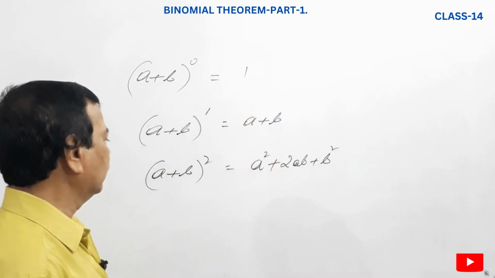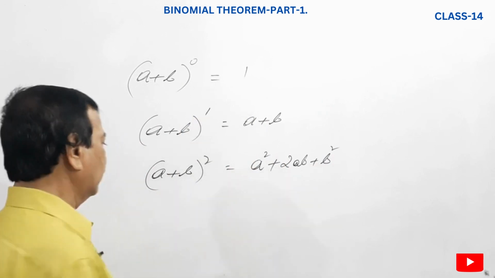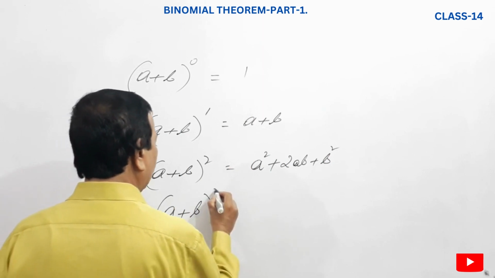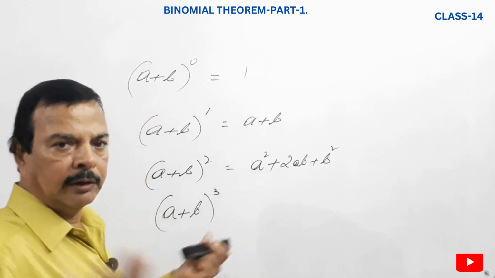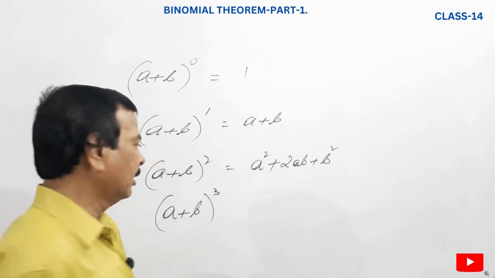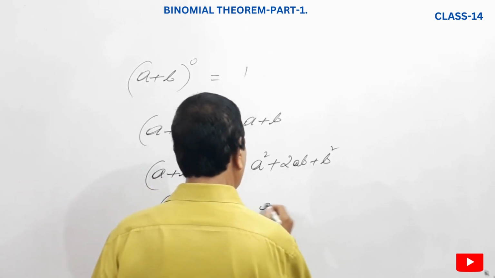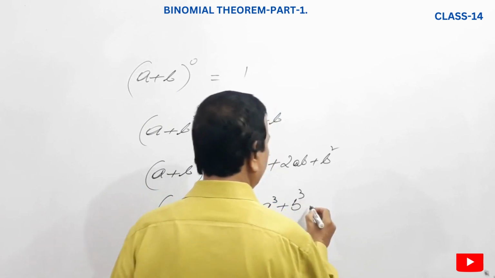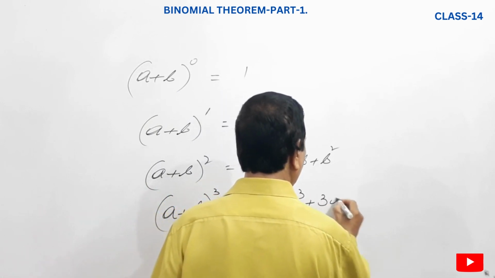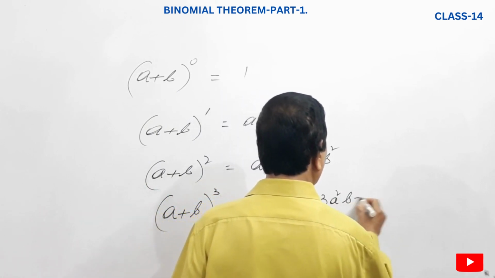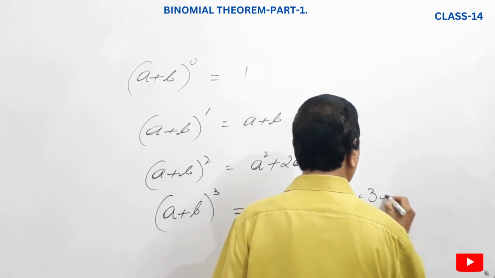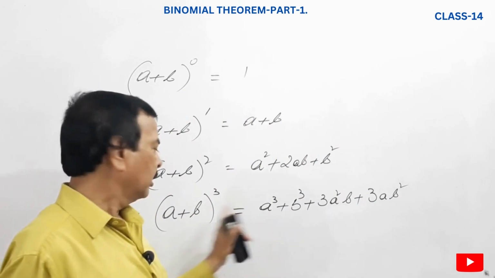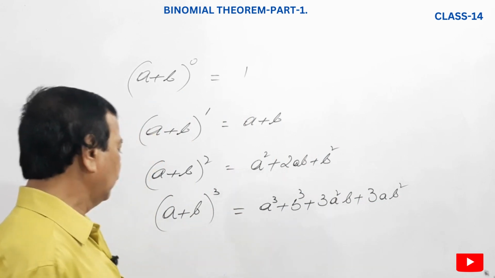Now supposing the degree increases, a plus b the whole cube, you will definitely know the formula. We will say that is a cube plus b cube plus 3a square b plus 3a b square. This is for a plus b the whole cube.